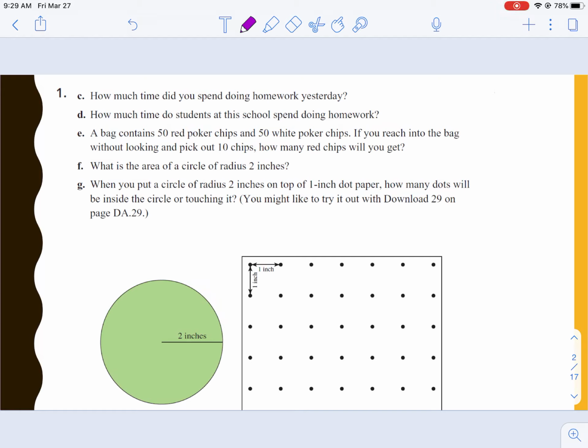Welcome to Chapter 15. We're going to start this unit. This unit is focused on statistics and a little bit of probability towards the end. So to start off, I'm just going to have you pause the video and look at parts C through G. And I want you to identify which ones you think are statistical questions and which ones are not.